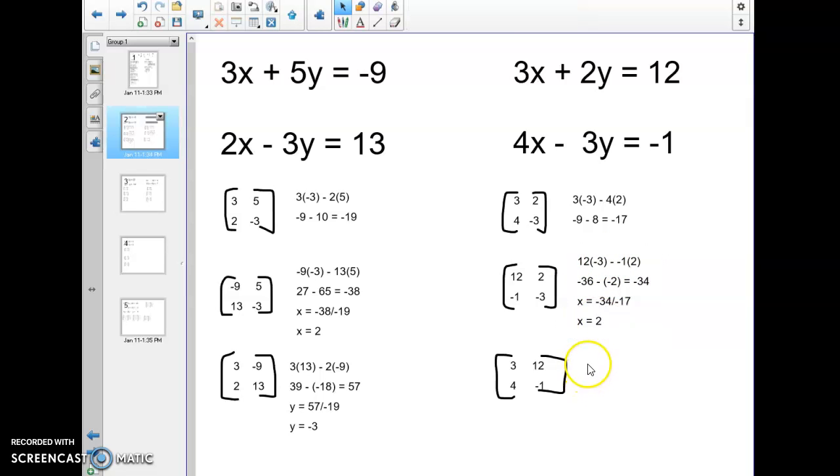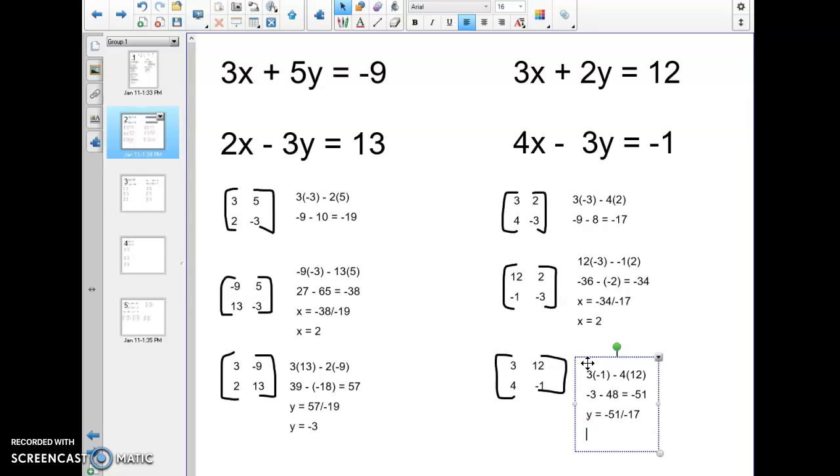And then for my y, 3 times negative 1 minus 4 times 12. We're looking at negative 3 minus 48 equals negative 51. My y equals negative 51 divided by negative 17. And that means my y equals 3.